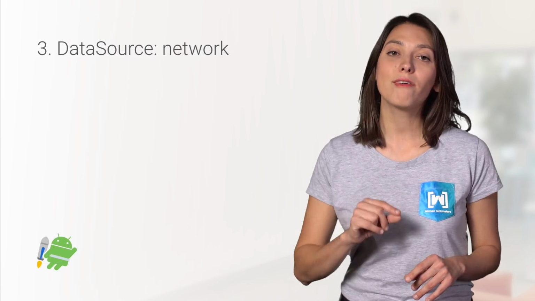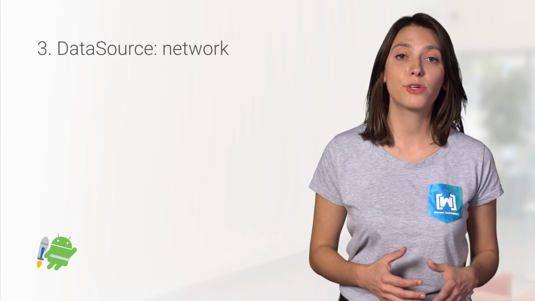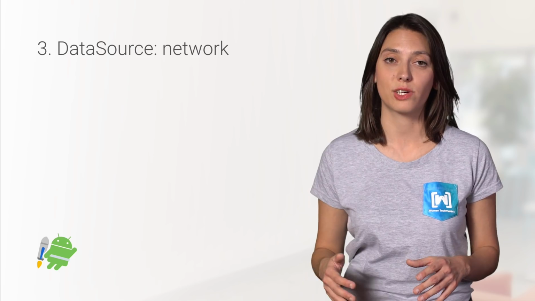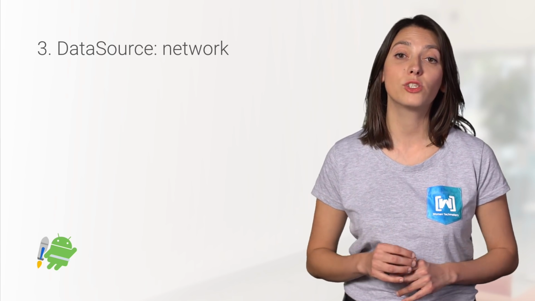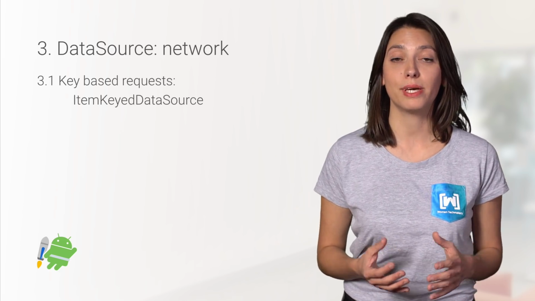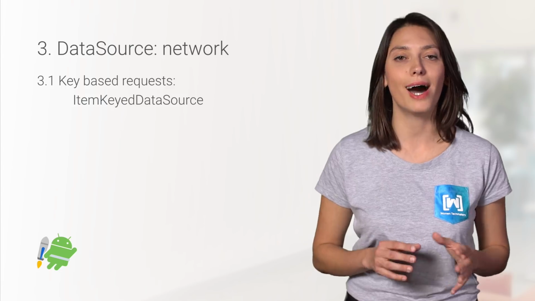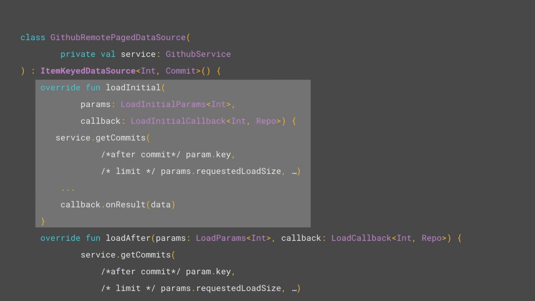Third case, having only the network as your data source. Here, you will have to create both your data source and your data source factory. But when choosing which data source type to extend, consider what your backend API looks like. If you need to request data from your backend based on a key, you would extend from item-keyed data source. Let's take an example. You might need to get the first 100 commits added to a GitHub repository after a certain date. Then the date will be the key for your data source.